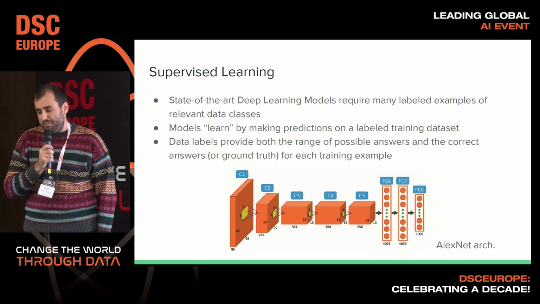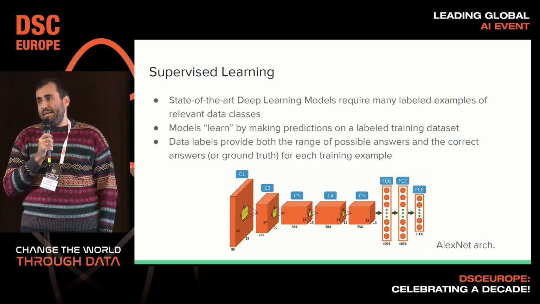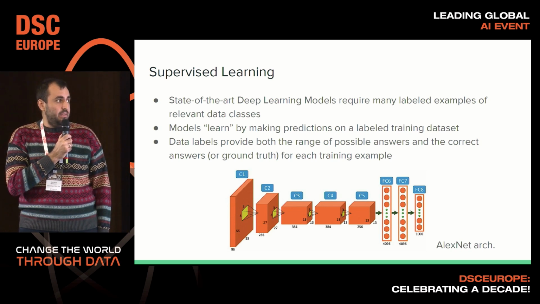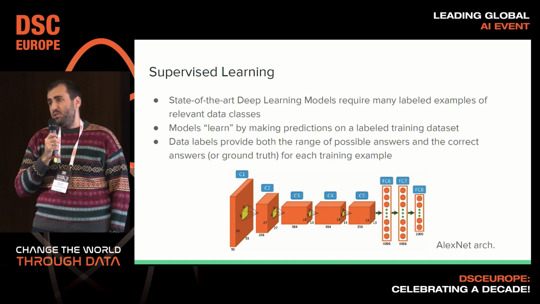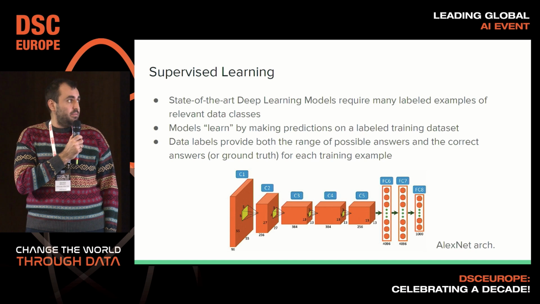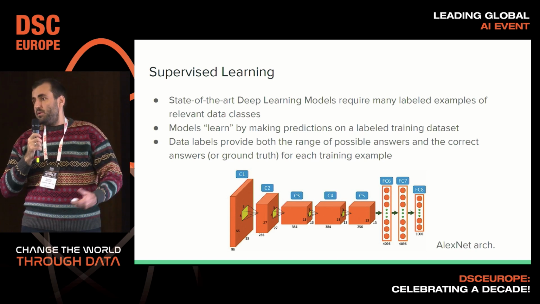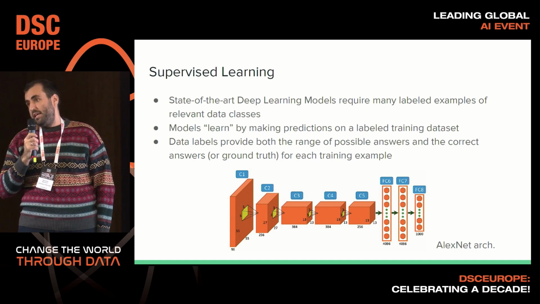Okay, so first, a refresher about supervised learning. As you know, deep learning models need a lot of data to have decent performance, and in most computer vision applications, you would want to have image datasets or video datasets with a lot of labeled data, good labeled data. In this scenario, models learn by making predictions on images, and we can check how well they work by checking the ground truth or labels.